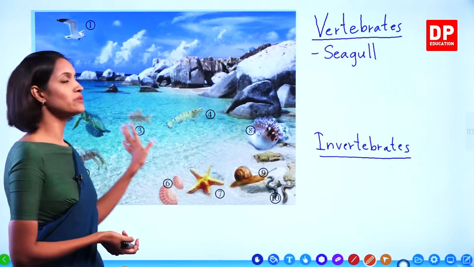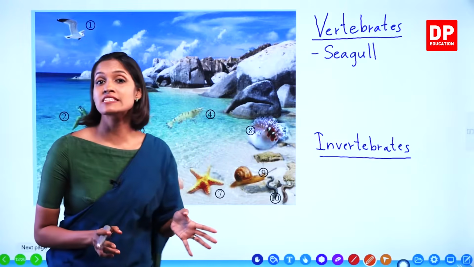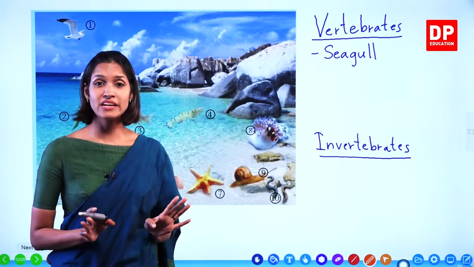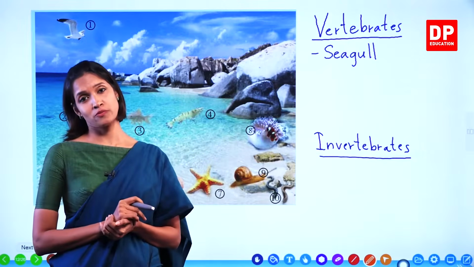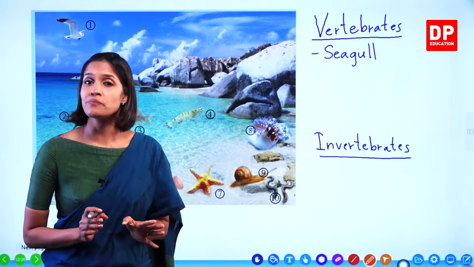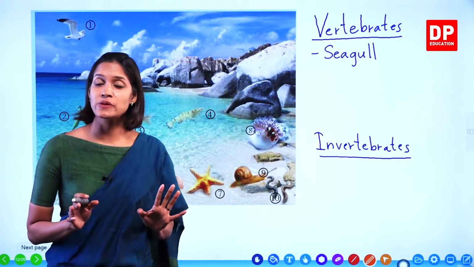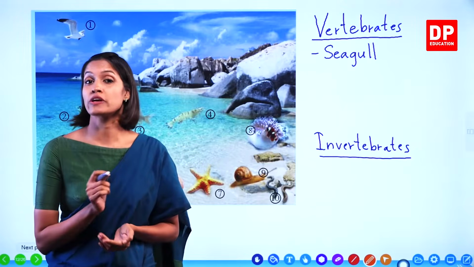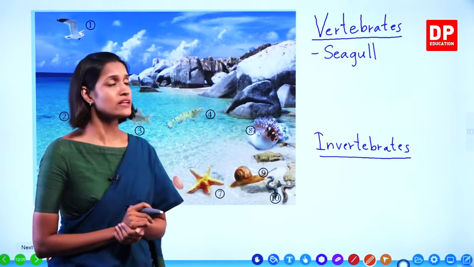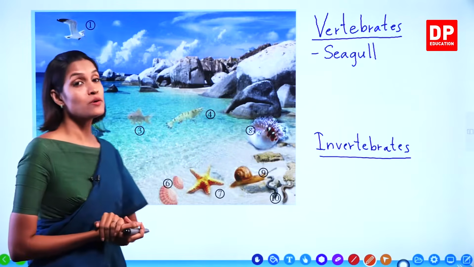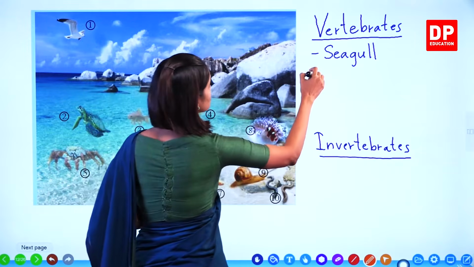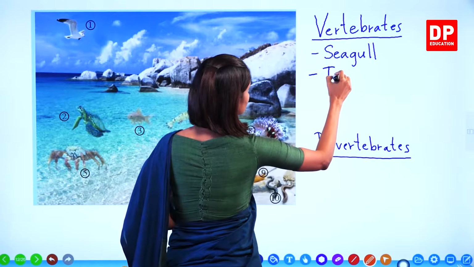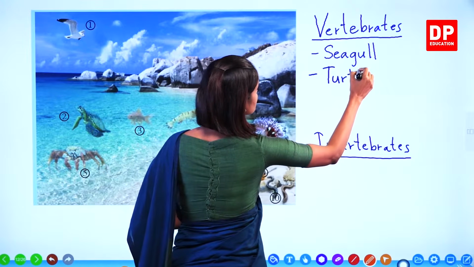Number two, turtle. Turtle is a type of reptile, right? Reptiles also have a backbone, children. So do you remember under the examples I explained that crocodile has a backbone. Crocodiles are coming under reptiles, right? Turtle also has a backbone, okay? So turtle also goes here.